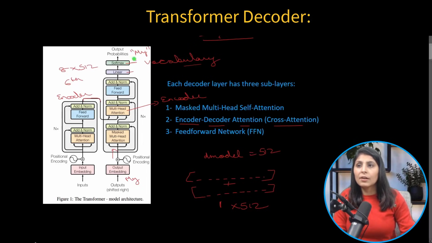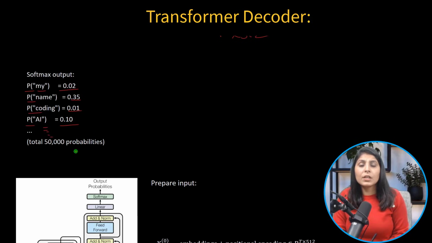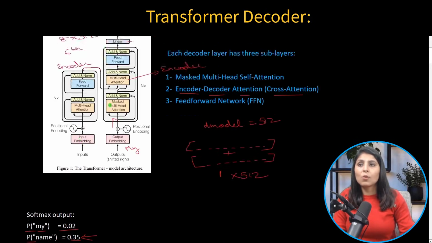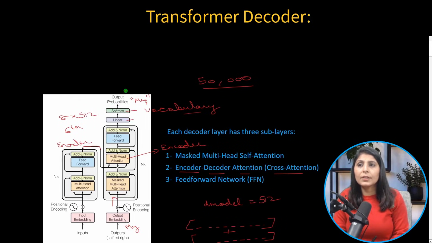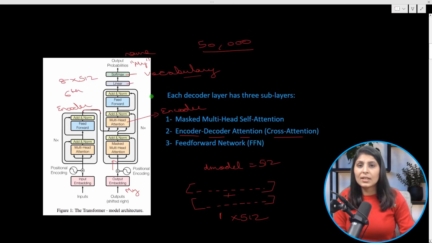So you can see here, the probability of "my" is, let's say, this, the probability of "name" is this, the probability of "coding" is this, and the probability of "AI" is this. Like this, for all the 50,000 unique tokens, we will get the probability values. And this token has the highest probability value. That means this token will become the next predicted token, which means over here you will get the "name" token. Now let me explain all these layers in detail.